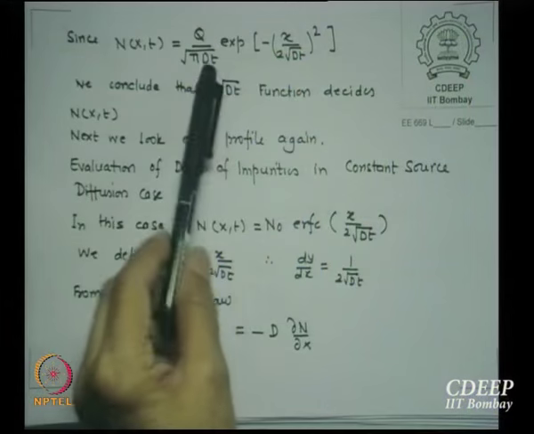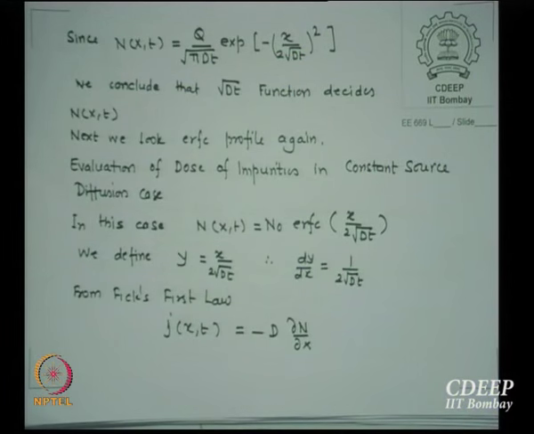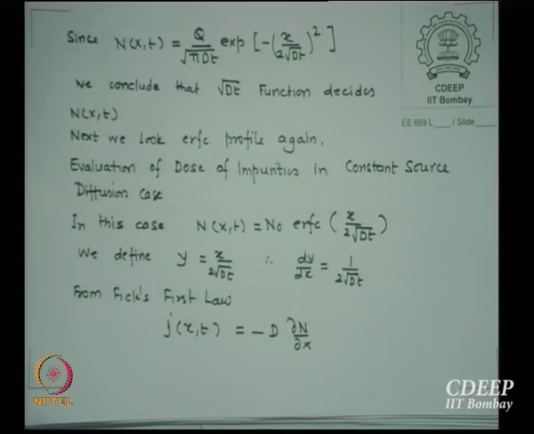The larger the time, the deeper and deeper they will start moving. Whereas by doing deeper diffusions, the penalty I will pay is a reduction in surface concentration, because the profile is flattening, as if pressing down, okay. Next we look at the error function profile once again. Let us see why we were so enamored by only Gaussian. So let us come back and look at the error function. Next we look into the error function complement profile again.